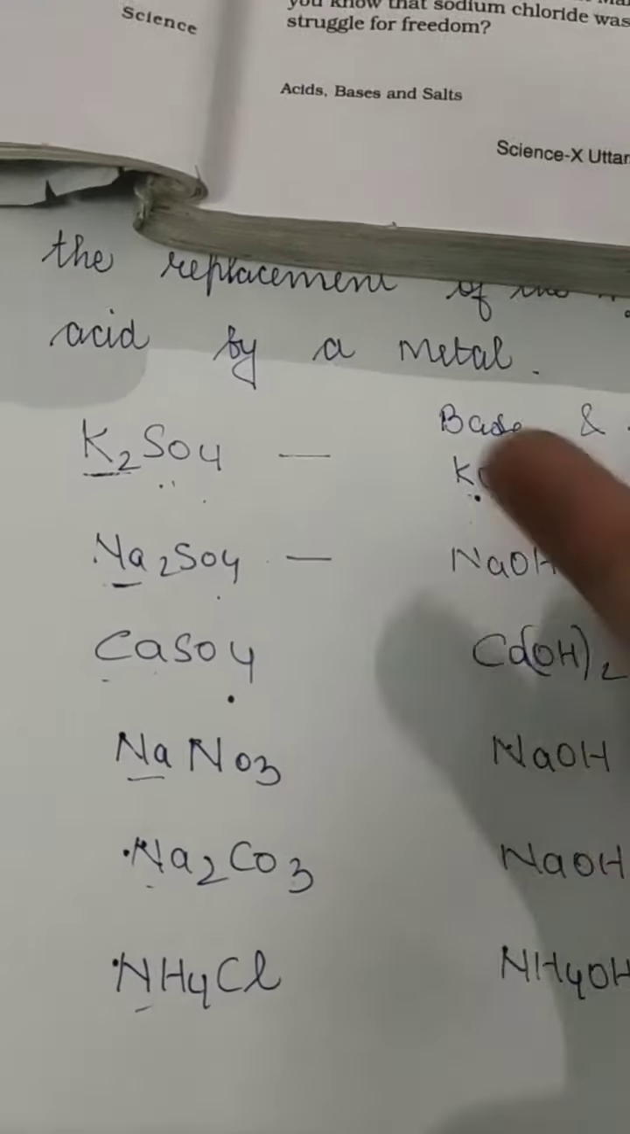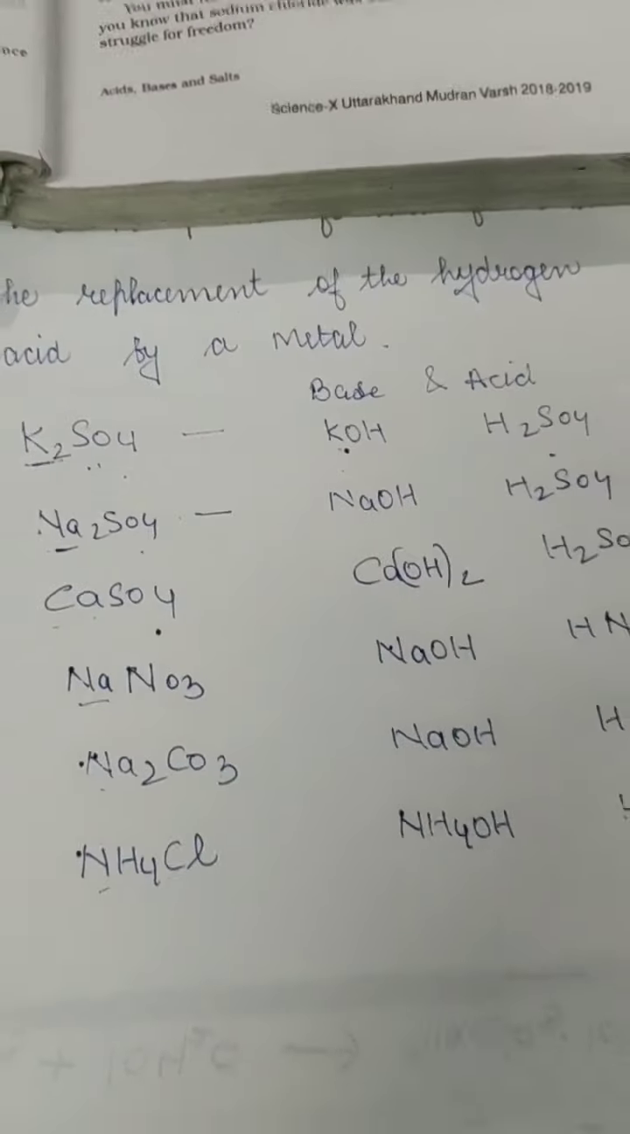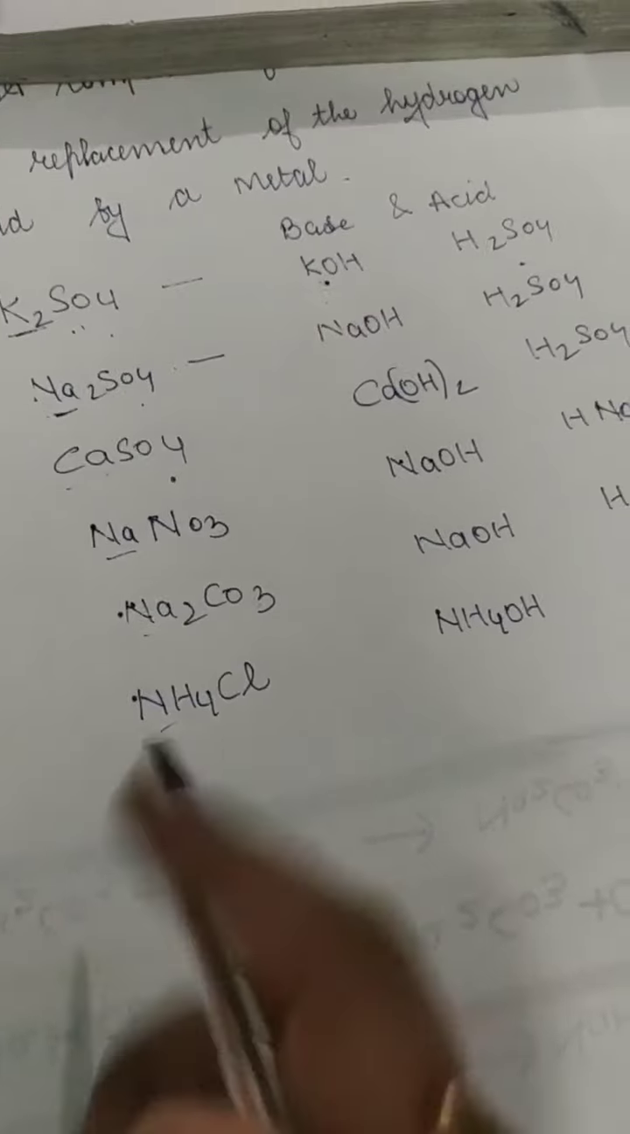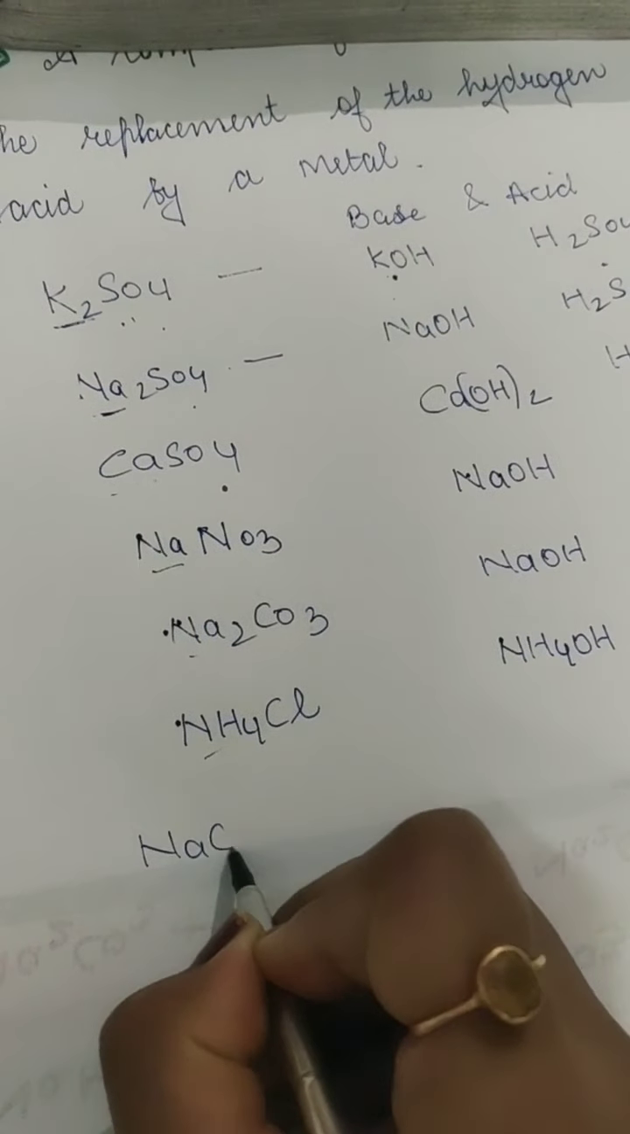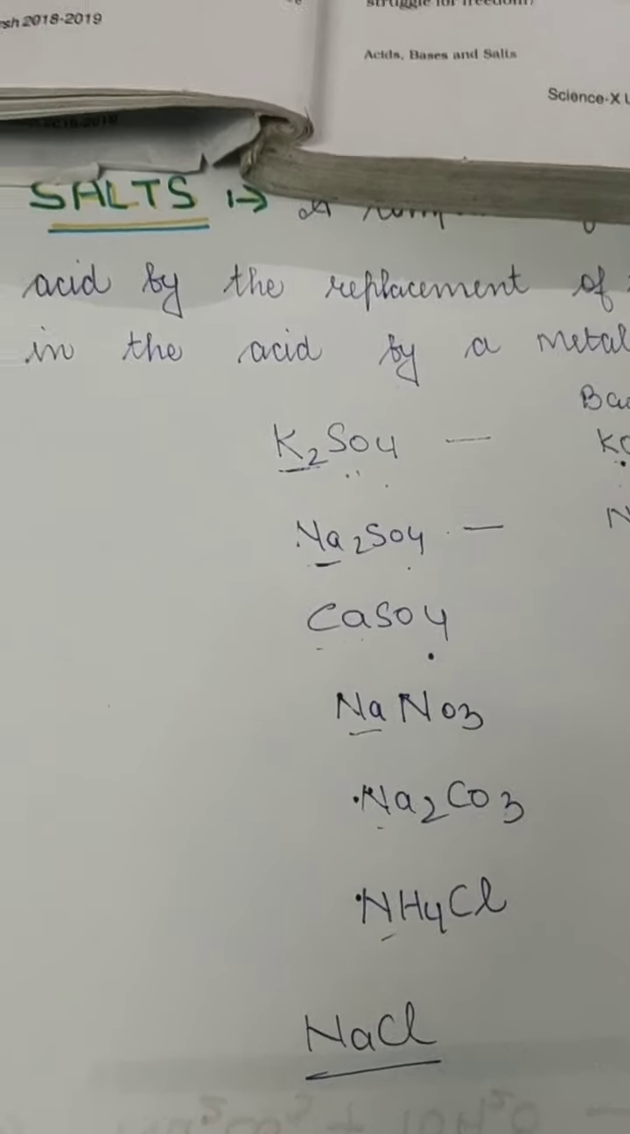Now this is done. After this, the chemicals from common salt. Common salt is a salt which you all know, NaCl is termed as common salt. NaCl is a very common salt, because all these are salts.